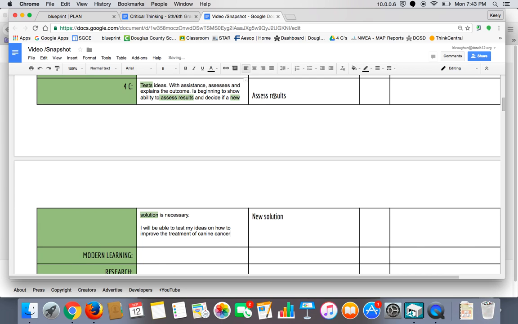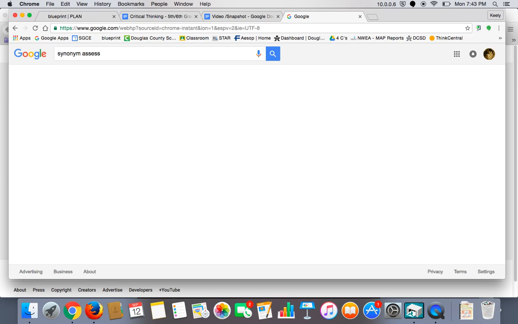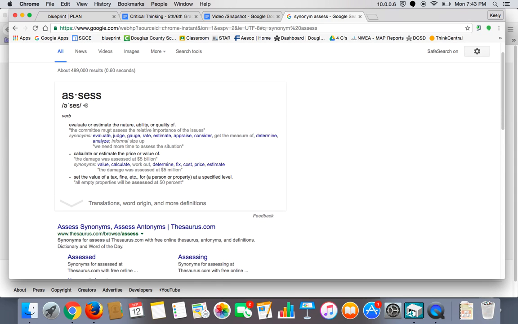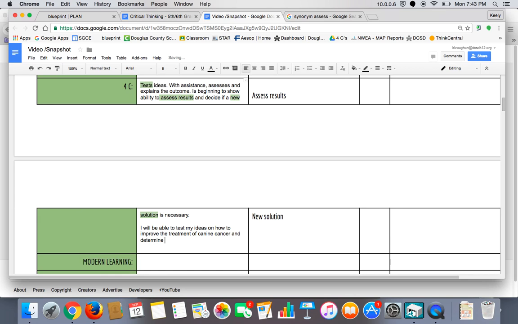I still need to talk about how I'm assessing those results. So assessing is making sure that those results are working. If I wasn't quite sure what that word means, I could come up here and find some synonyms or some definitions to define that word for me. Ooh, determine really sticks out to me. That word makes sense. So I will be able to test my ideas on how to improve the treatment of cancer and determine, and what am I determining? I'm determining if a new solution is necessary.